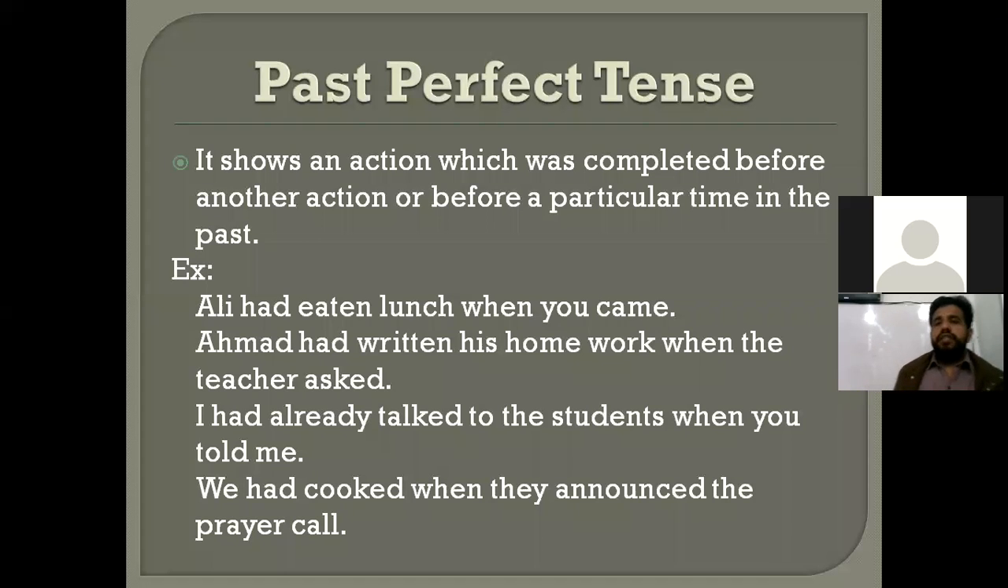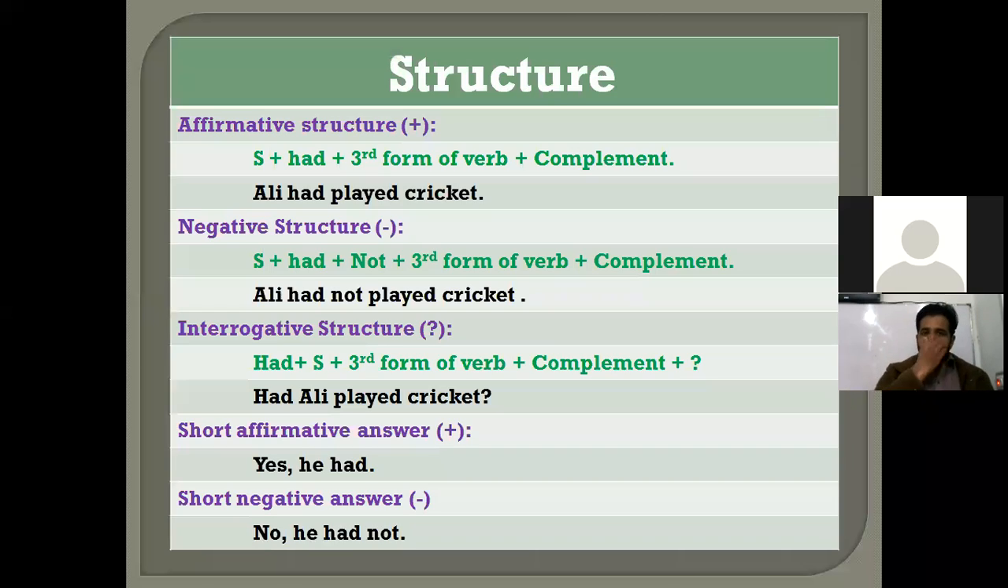Whenever you are talking about an action which was completed before another action in the past, for that we are using past perfect tense. Sometimes two actions happen in the past. One happened first and the second happened later. So for the first action, you will use past perfect tense, and for the second action, you will use simple past tense. You will go for the structure.